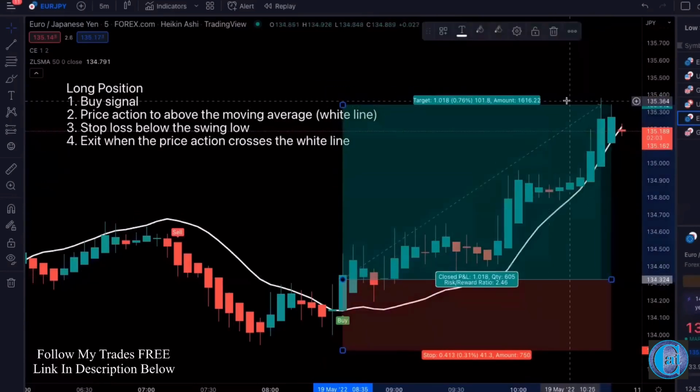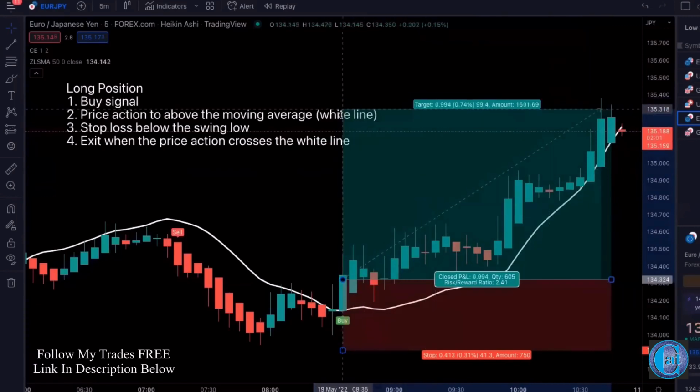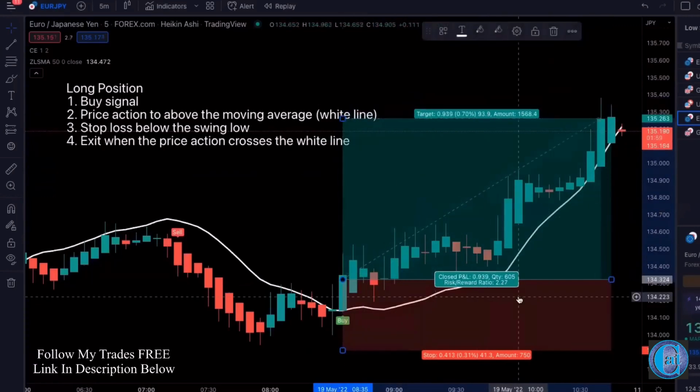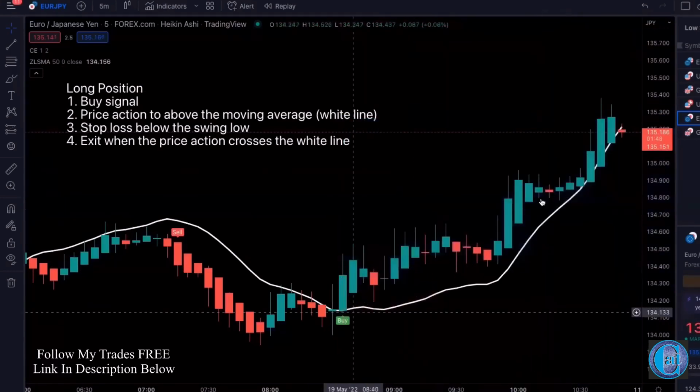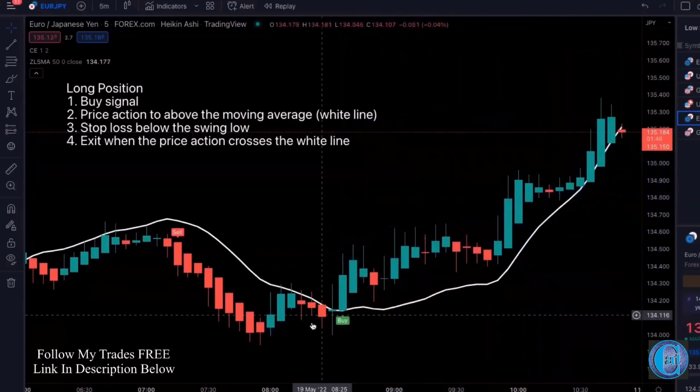Yeah, so far it's doing pretty well. It's already at a 2.27 to 1 risk to reward. The thing is, on these kinds of trades, I don't like to put a specific risk to reward ratio, because sometimes you're going to have some big moves, so you want to capitalize on them.